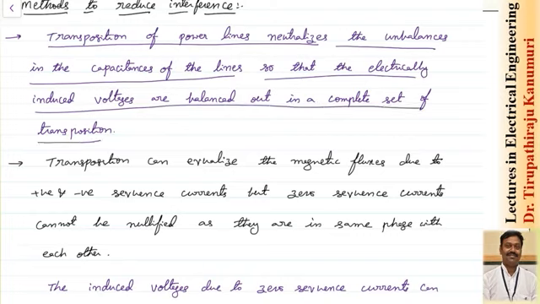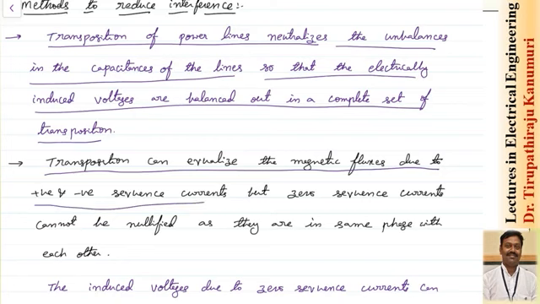With transposition, two things are there. One is the charge, and the second depends on the distance of separation between each conductor and the communication line. I want the distance from each conductor to the communication line to be the same, but it is not. By doing the transposition that distance becomes the same, so automatically the capacitance gets equalized in all the lines. Then the transposition can equalize the magnetic fluxes due to positive and negative sequence currents.